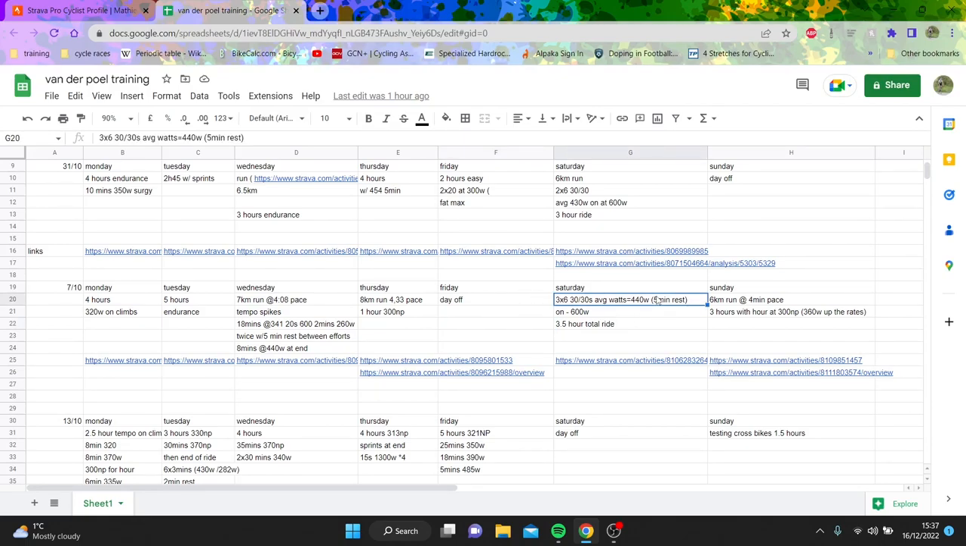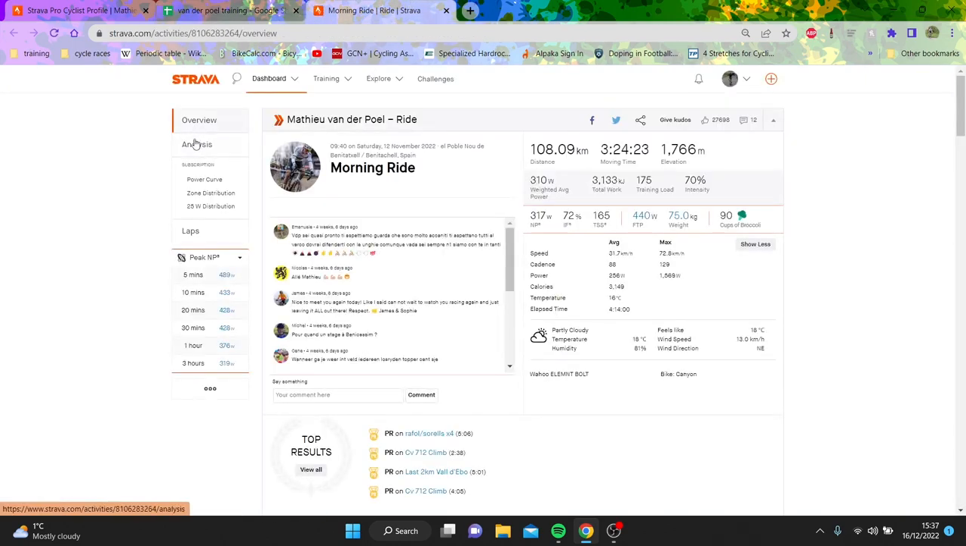Friday, day off, and then Saturday, this is when he really gets on some big efforts again. 3x6 at 30-30s, averages about 440 watts, so an increase on last week in terms of power, but also he adds another set. And then he also did a 3.5-hour ride in total.